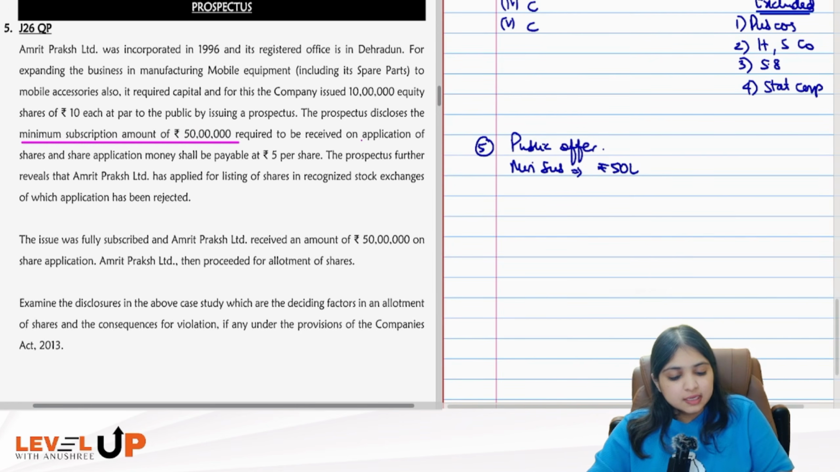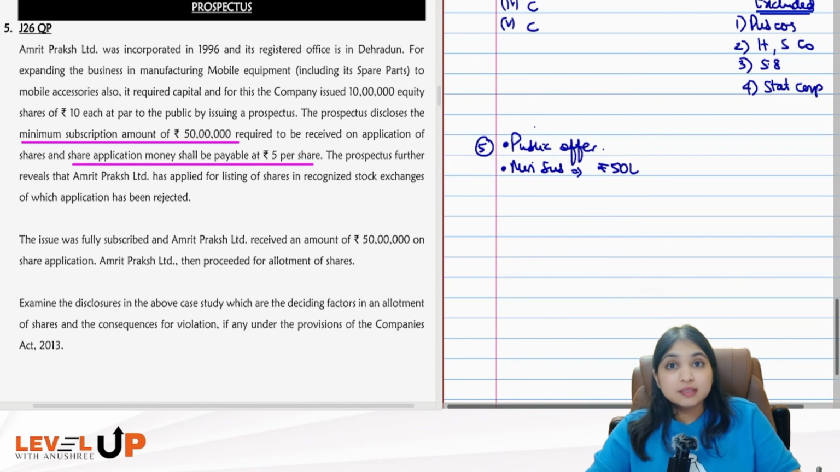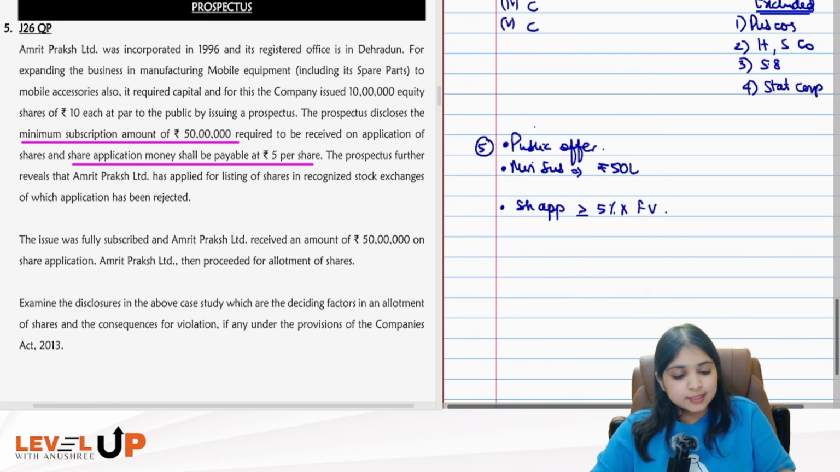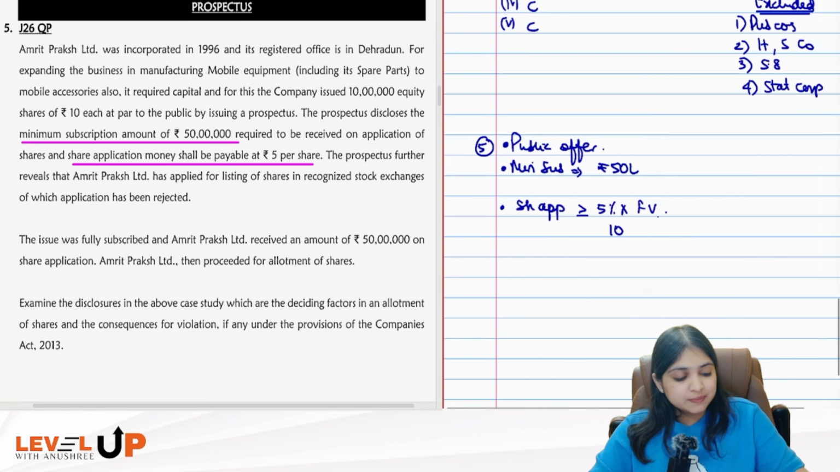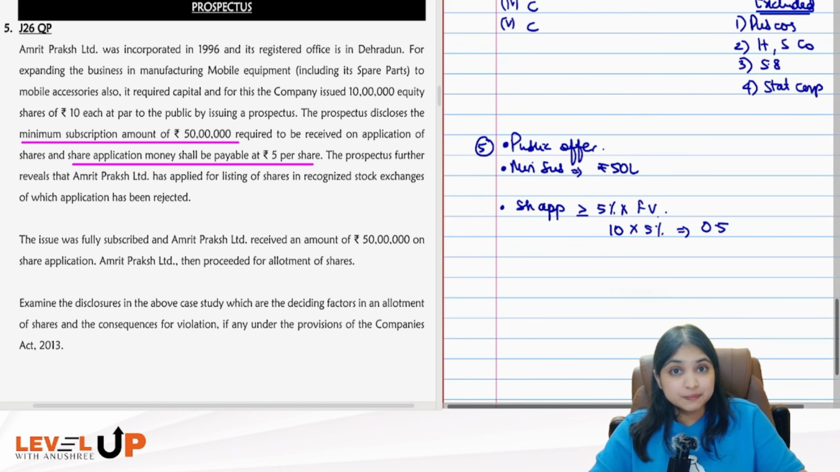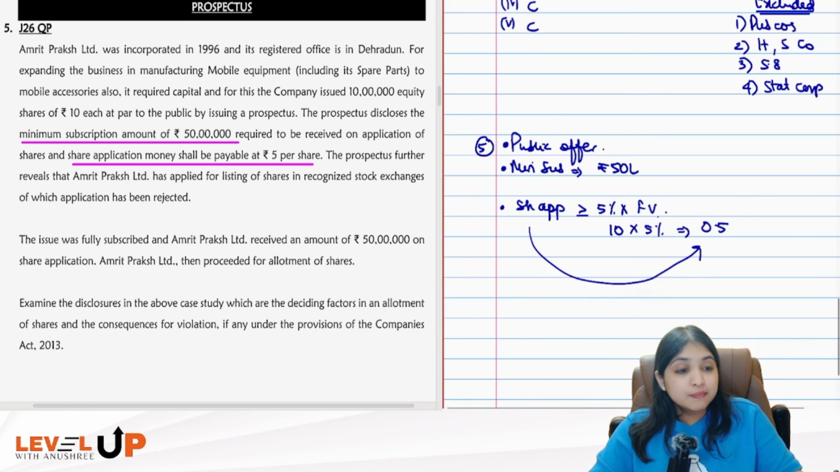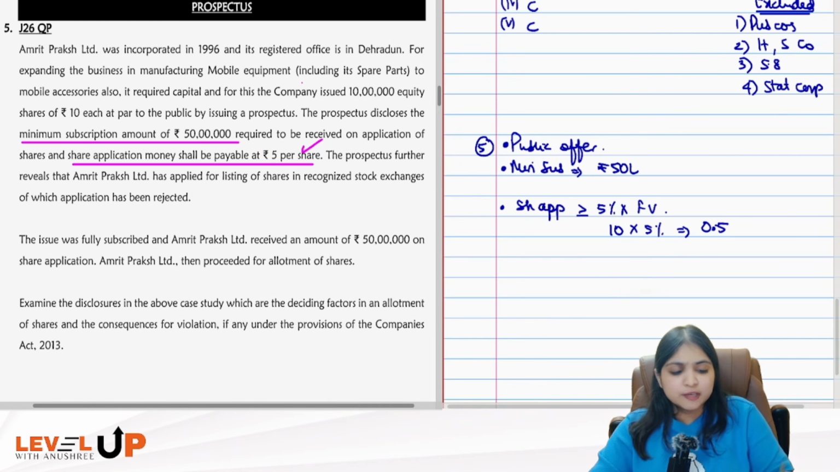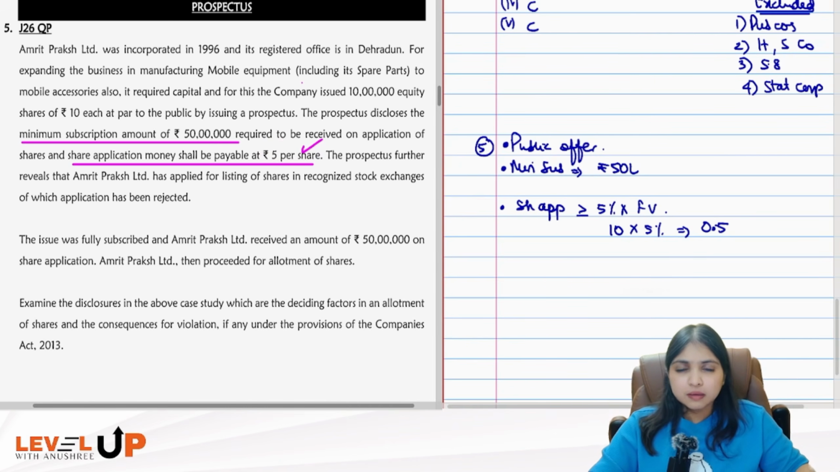Then the question says the share application money shall be payable at 5 rupees per share. Now see, what does the law say? The Companies Act section 39 says that the share application money has to be at least 5% of the face value, guys. So here our face value is 10 rupees per share. So 10 rupees into 5% is going to be 0.5 rupees per share. Share application money has to be minimum 0.5 rupees per share. Here share application money is 5 rupees per share. So therefore even this is within the provisions of the act. Basically, there's no non-compliance over here.